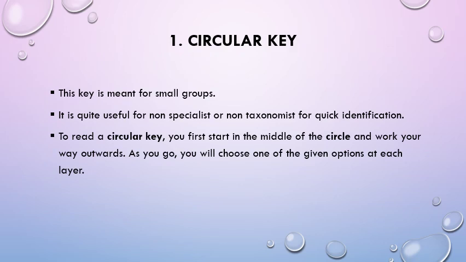To read a circular key, you first start in the middle of the circle and work your way outwards. As you go, you will choose one of the given options at each layer. This type of key is meant for small groups. Means by using this key, you can identify a small number of groups. If you have large groups, then you can identify them by using a dichotomous key, bracketed key, indented key, and polyclave key. But in the case of small groups, circular keys will be used, and these are designed for non-specialist or untrained persons.